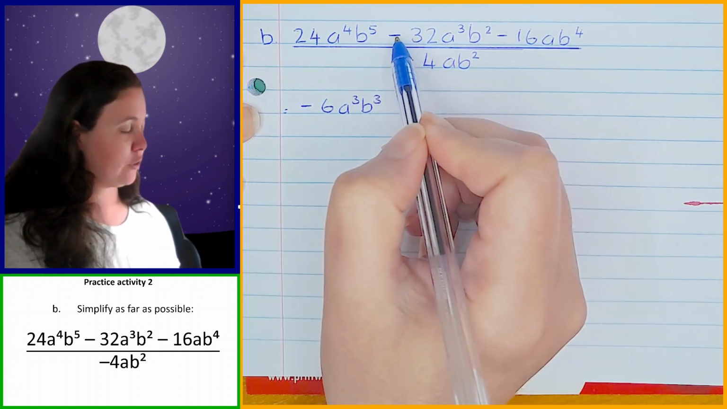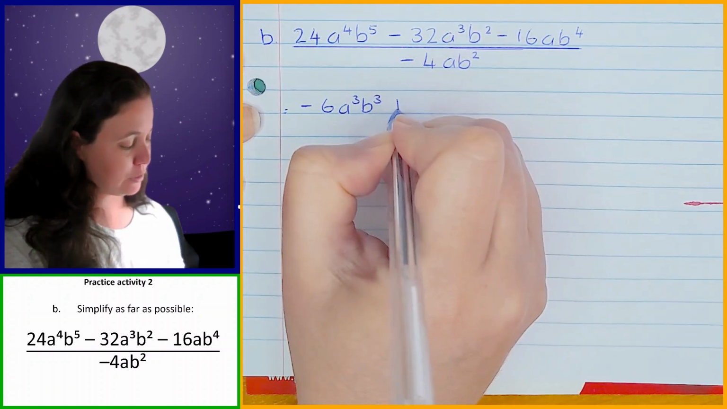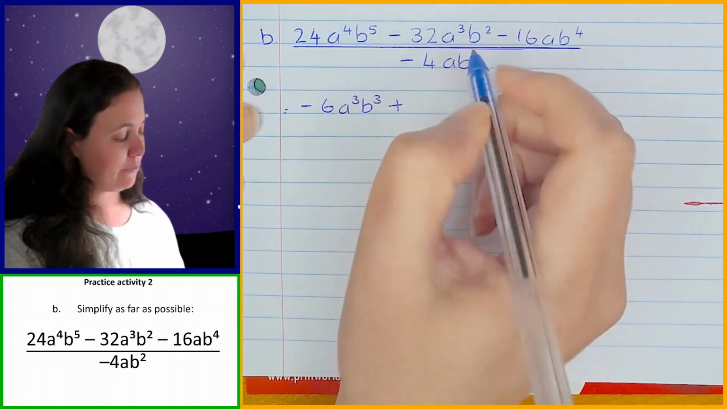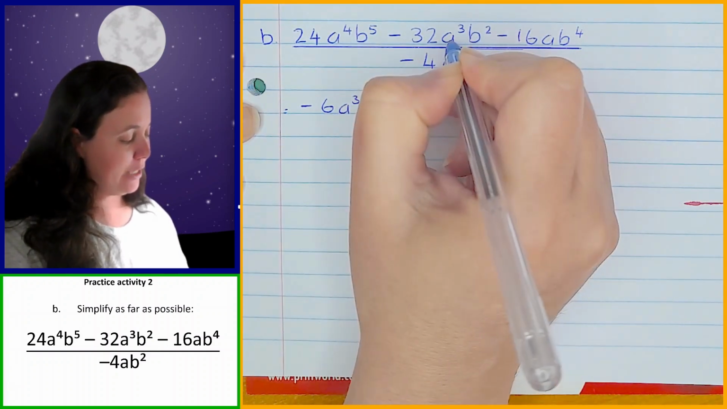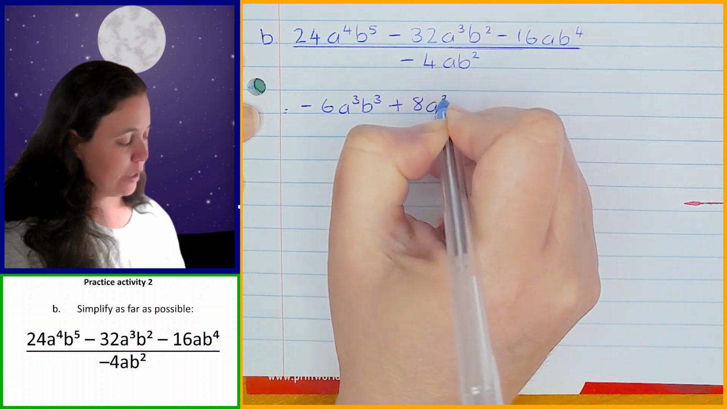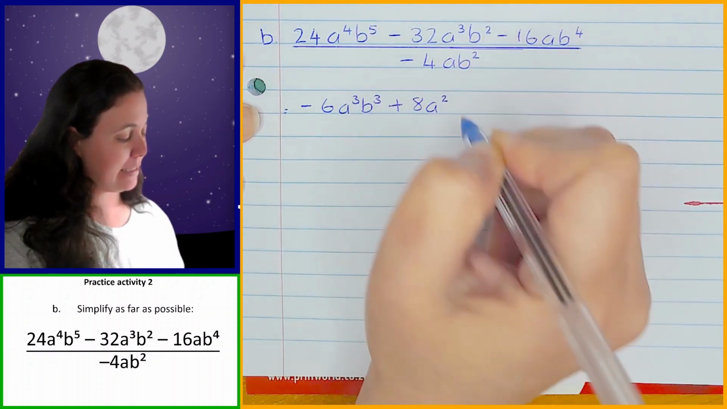Then the second term, we've got a negative divided by negative is positive. 32 divided by 4 is 8. A cubed divided by a is a squared. And b squared divided by b, those cancel completely.